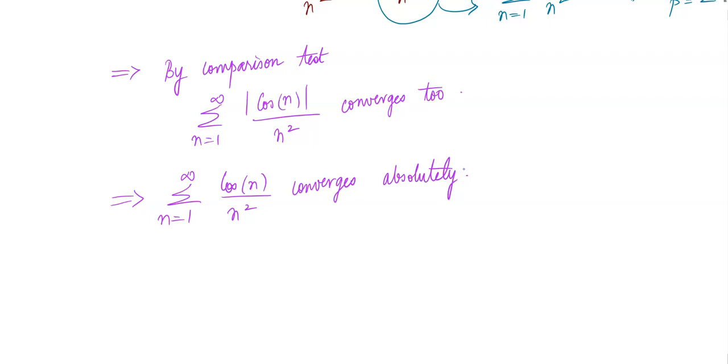And this was a case where we did not use the alternating series test or other methods. We just used the comparison test to establish that the absolute value of an converges, and therefore the series converges absolutely.